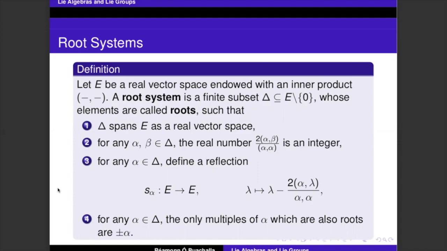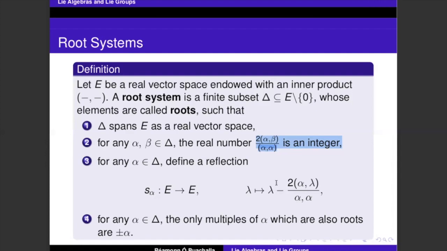The second condition, one which might seem initially a little bit artificial, is that you're asking that this quotient is an integer, contained in Z. This is for any two roots, alpha and beta, contained in our root system. We take the inner product of alpha with itself, like the square of the norm, then the inner product of alpha and beta, divide one by the other and multiply by 2, and you want this to be an integer.